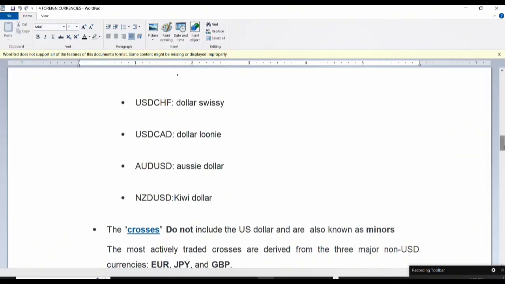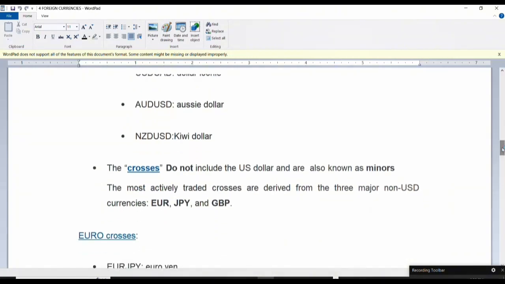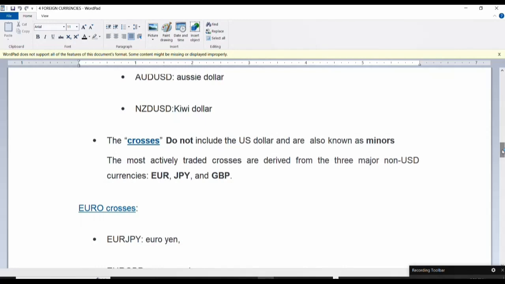Now, the second category of currency pairs are the crosses or the minors. What are the crosses or the minors? We said a pair of currency can only be formed when we combine two currencies. When we combine two major currencies that do not include the United States dollar, it forms a minor. Remember, a major must contain the United States dollar, but a minor must not contain the United States dollar. That is the only difference between a major currency pair and a minor currency pair.